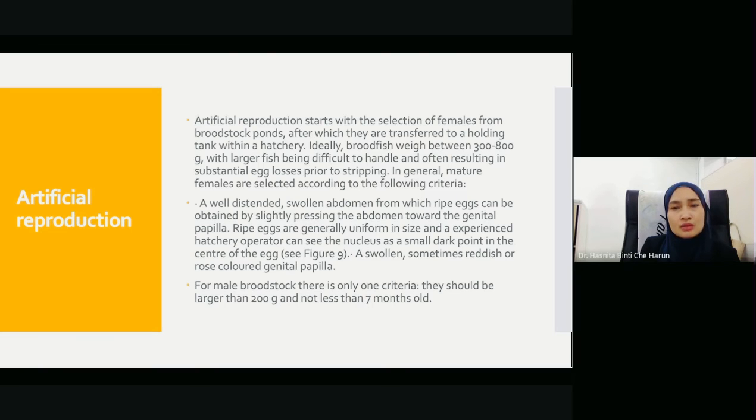So in general, mature females are selected based on these criteria: it should be well distended. They should have a swollen abdomen, from which ripe eggs can be obtained by just slightly pressing the abdomen toward the genital papilla. Ripe eggs are generally uniform in size, and if you are an experienced hatchery operator, you could see the nucleus, a small dark point in the center of the eggs.